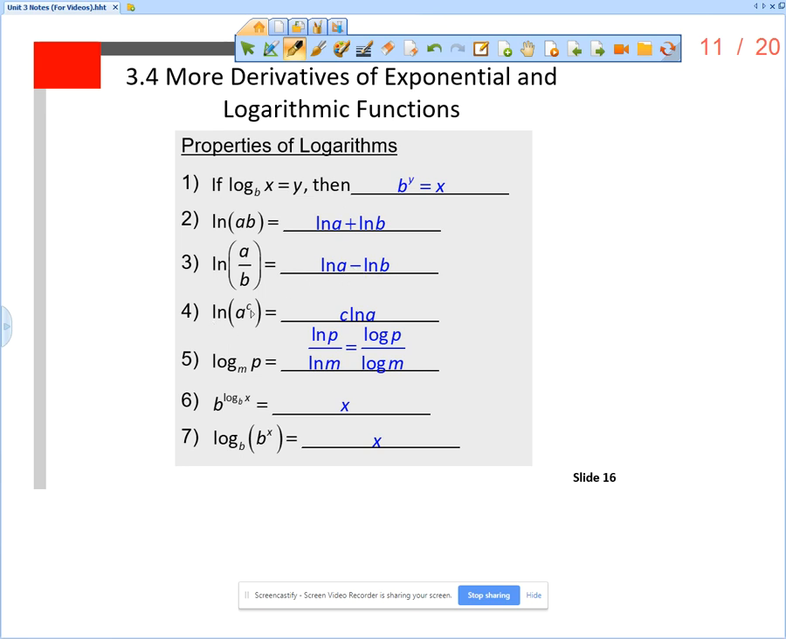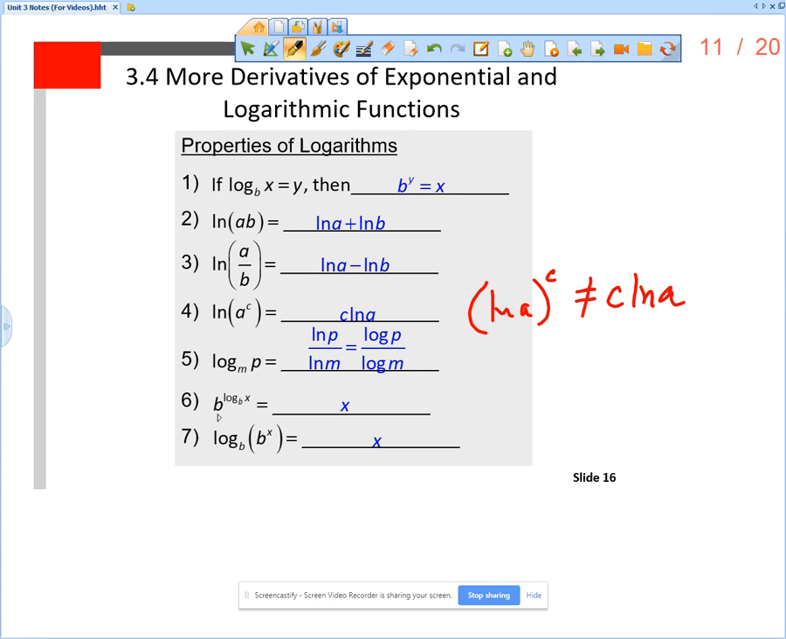All right. Number four, I actually referred to this earlier. The natural log of a to the c power is c times the natural log of a. Now, it's important to note that if I have the natural log of a to the c power like this, that does not equal c times the natural log of a. So make sure that you are aware of that. But then number five, if I have the log base m of p, that would be the natural log of p divided by the natural log of m, or the log of p divided by the log of m. Remember, when I don't write a base there, that would imply that it is base 10.